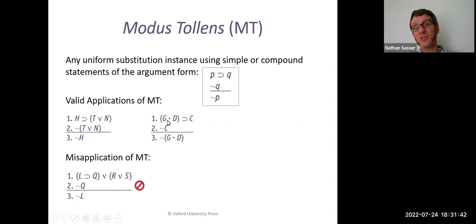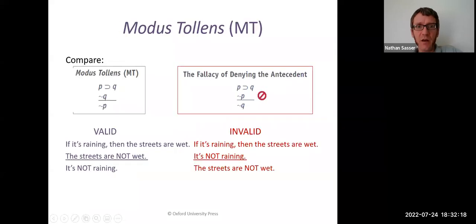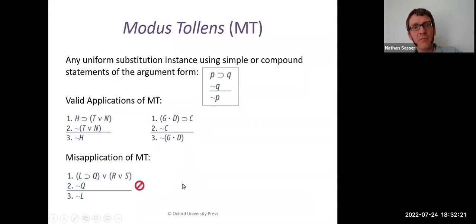Or this one. If G and D, then C, but not C. Therefore, not G and D. Now, I want you to notice something important about this second example. When you conclude that the antecedent is false, that it's not the case that G and D, it's very important that you preserve those parentheses and you put the negation sign outside of the parentheses. If you were to drop those parentheses and just said not G and D, that would be totally different and totally wrong.